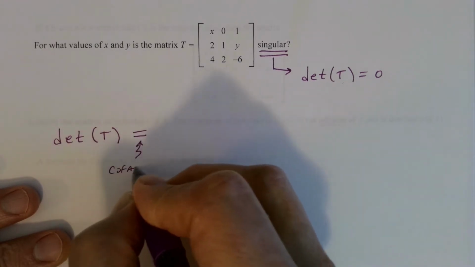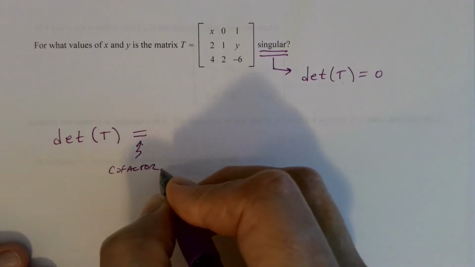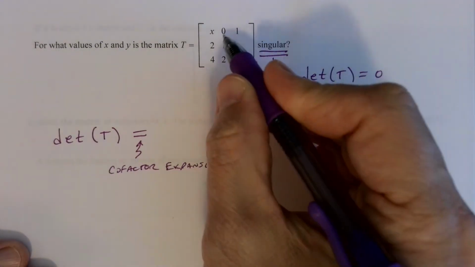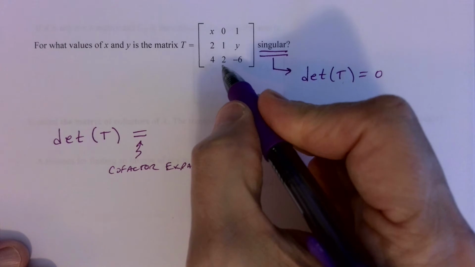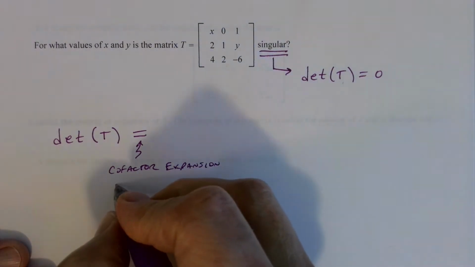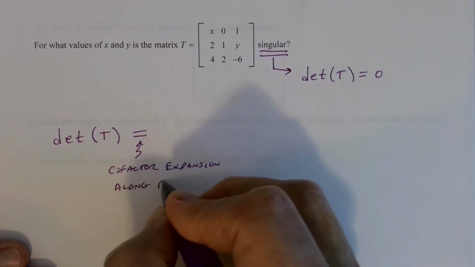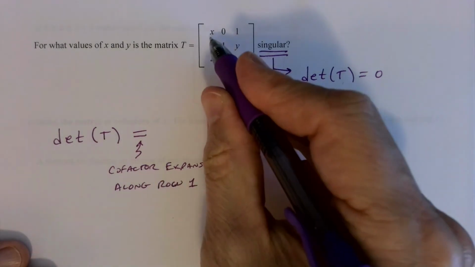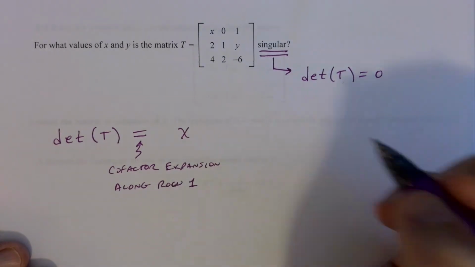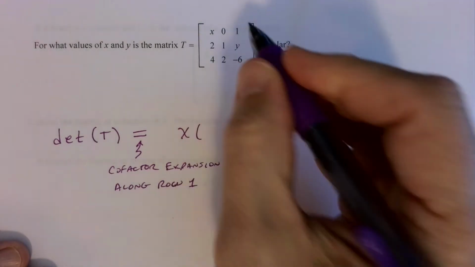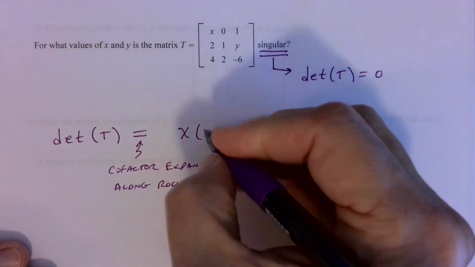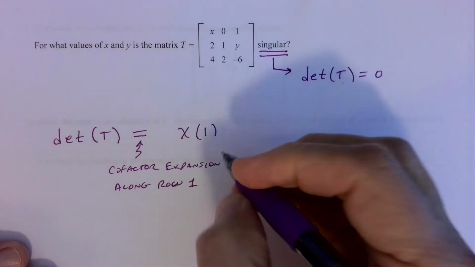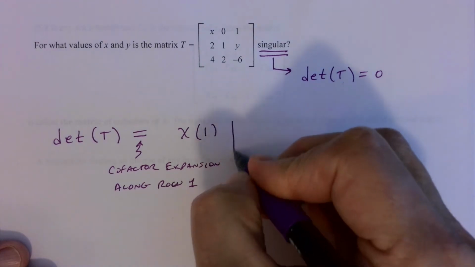And how am I going to do cofactor expansion, along what row or column? Well, there's only one 0, so I'm either going to use the first row or the second column. I'll go cofactor expansion along row number 1. So the first entry is x times it's plus 1, right, as far as the cofactor goes. Remember, it's plus, minus, plus, minus, plus, minus. And then its minor.